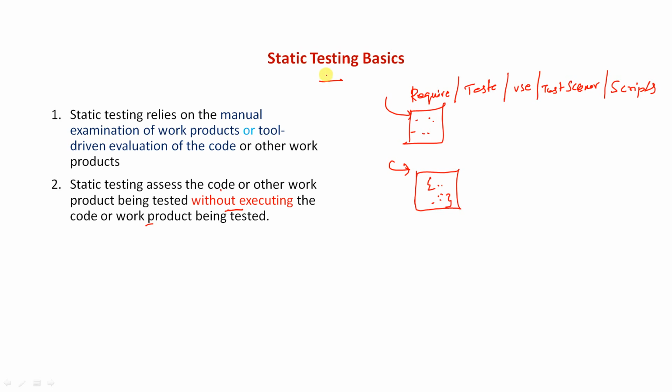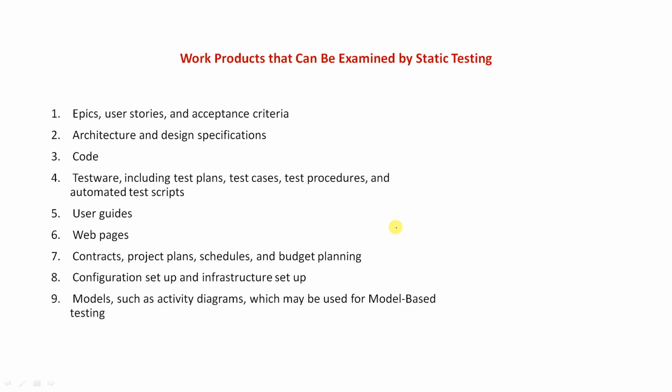Here we have seen what static testing is, and what products come under static testing. This is very important. Only these 9, and it's very easy to remember. Let's start one by one. Epics, or user stories, or acceptance criteria. These are all purely documents. An epic is like stories only, and user stories are given from time to time. Acceptance criteria are completely documented, so you can easily review them.